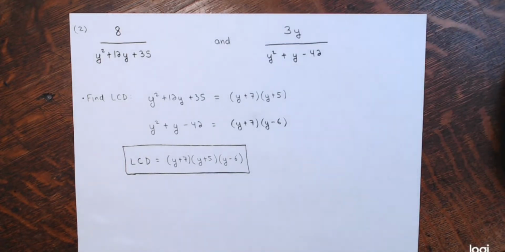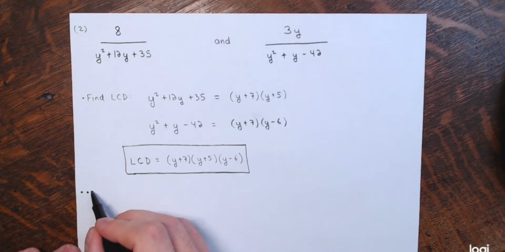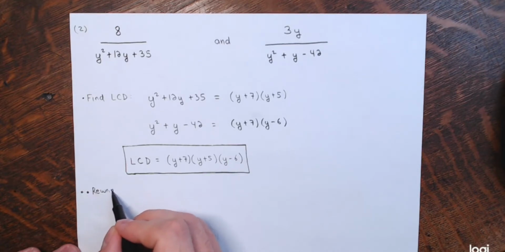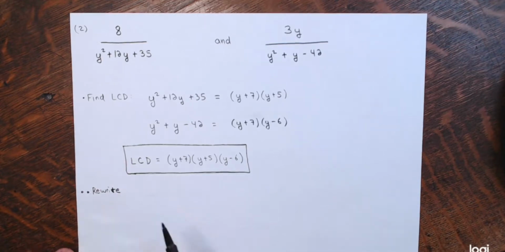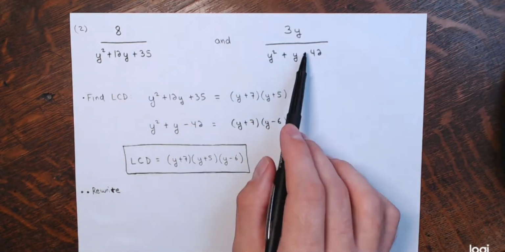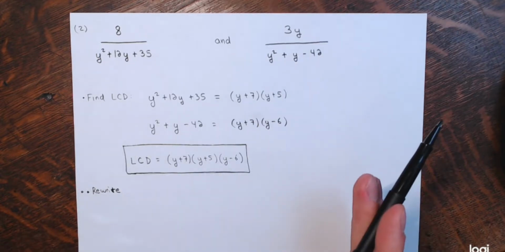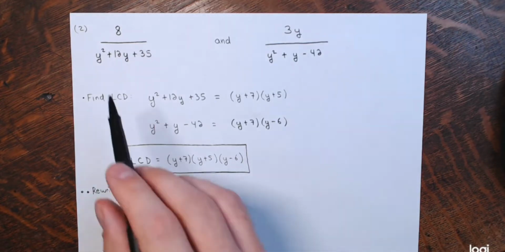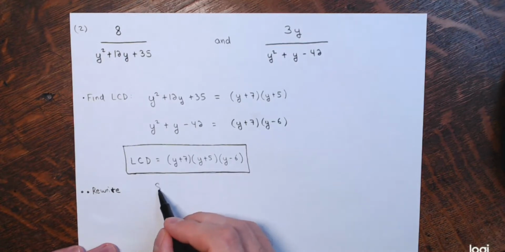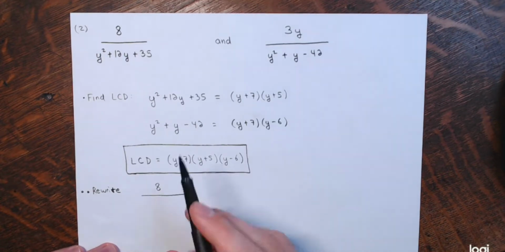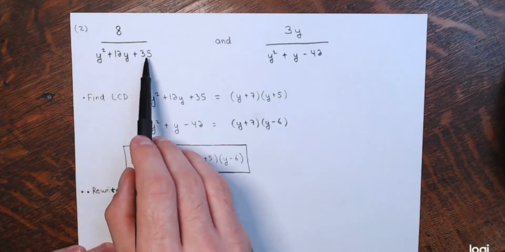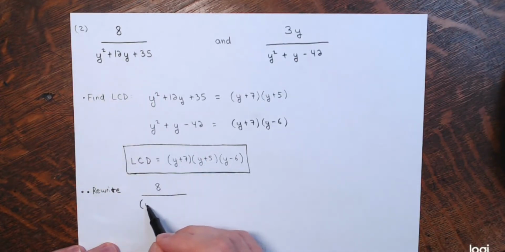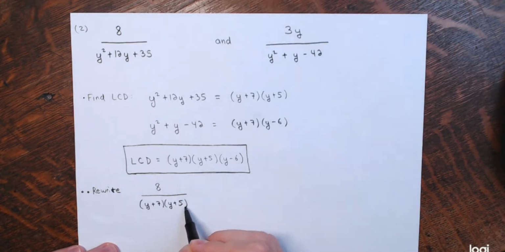Okay, now, part 2 was rewrite. I'm going to rewrite each fraction as an equivalent fraction with the LCD as the denominator. So the first fraction is 8 divided by y squared plus 12y plus 35, and we've already factored this. This is y plus 7 times y plus 5. There's the first fraction.